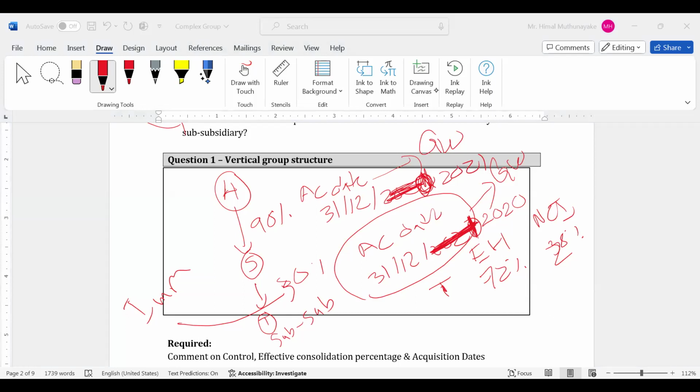Yes, very good, very correct. You need to take 2021, December 31st. That is the effective date of the group. So this group became effective on 2021, December 31st. Therefore, for both the companies, you need to calculate the goodwill on that date.